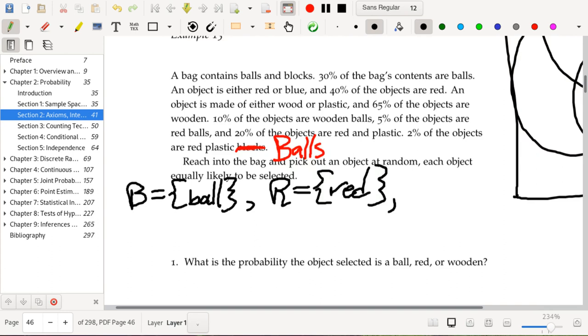And we can either have wood or plastic. So we'll have W correspond to the event that you get a wooden object.